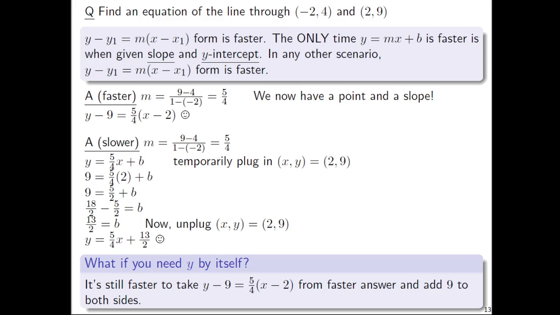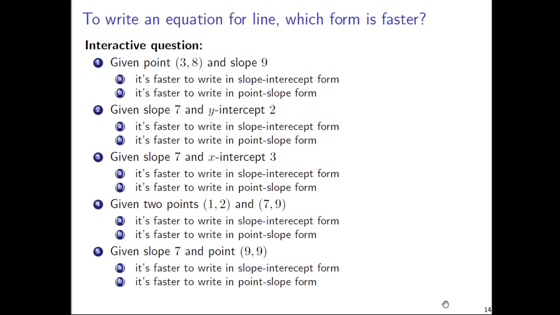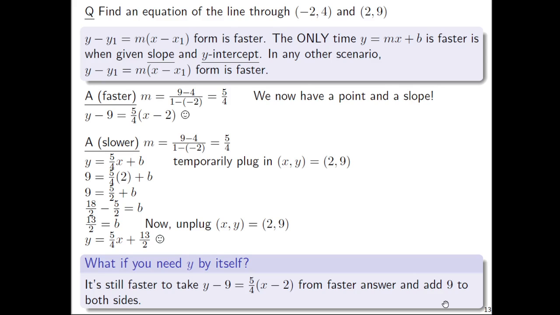Okay, so here's the thing. What if you need y by itself? There are certain questions that could get asked where you need to solve for y. Even in that case, I think sometimes people think that y equals mx plus b is faster. In what world is this still faster? Because take a look. If all you need to do is solve for y, take a look at y minus 9 equals 5/4 times the quantity x minus 2. Just add 9 to both sides. Then you have y by itself, right? So it's still not faster just because you need y by itself to use the slower form.